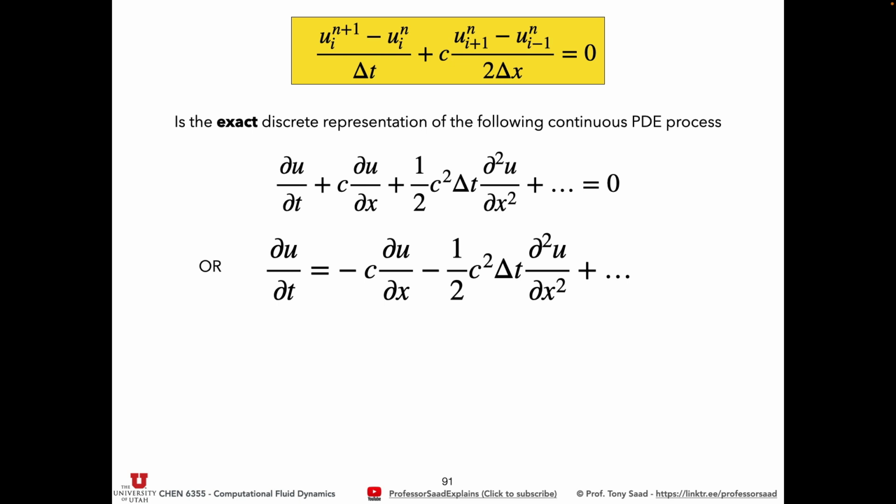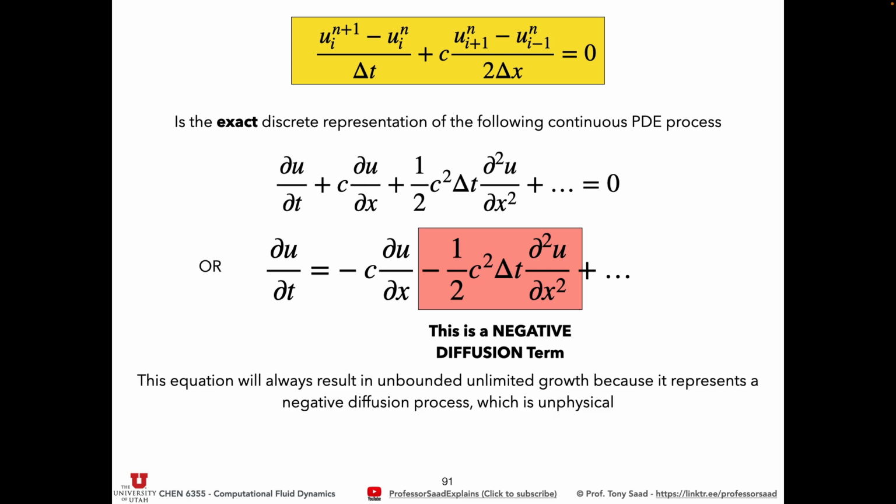The coefficient multiplying this one here is negative, because c squared is positive, Δt is positive. You have a negative coefficient in front of it. So it's going to do the opposite of what diffusion does. It's going to decrease low concentration and increase high concentration. And that's why you see that blow up going on, okay? And this means you have unbounded, unlimited growth because it's a negative diffusion process, which is unphysical, really. That's why the FTCS scheme on advection is unconditionally unstable.